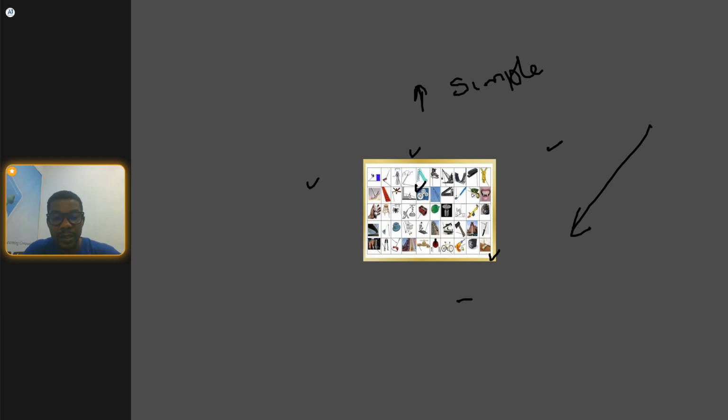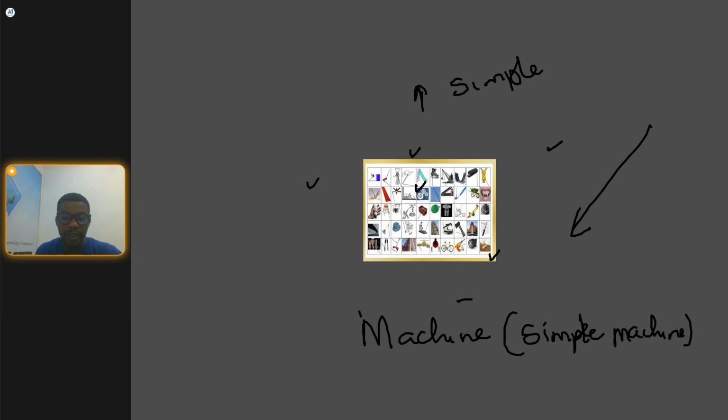We also have the gear. Now, if you look at all these things, they are what we use on a daily basis. And what is actually their importance? Their importance is that they make work simple. And that leads us to the topic machine, or we say simple machine. So today we'll be talking about simple machine.